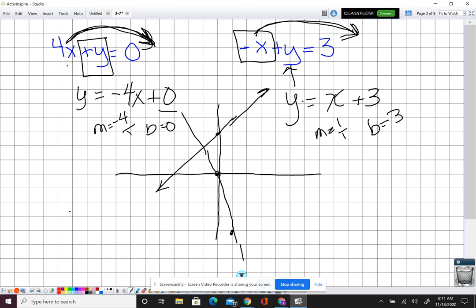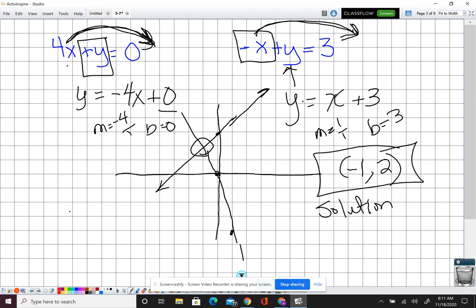And we have our two lines. And where they intersect is right there. And so the intersection, or the solution for this system, is at the point (-1, 2). Okay, so solve the equation for y, and then plot it using the slope and intercept.